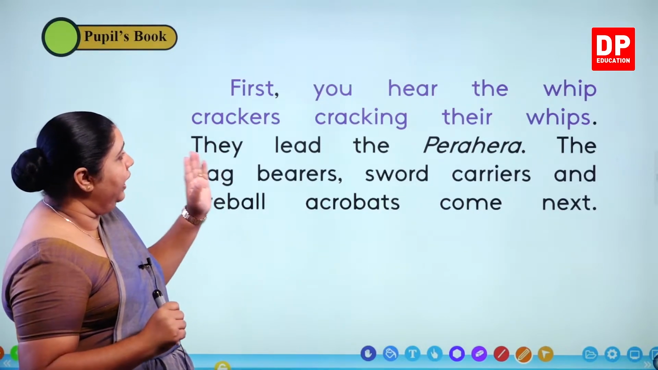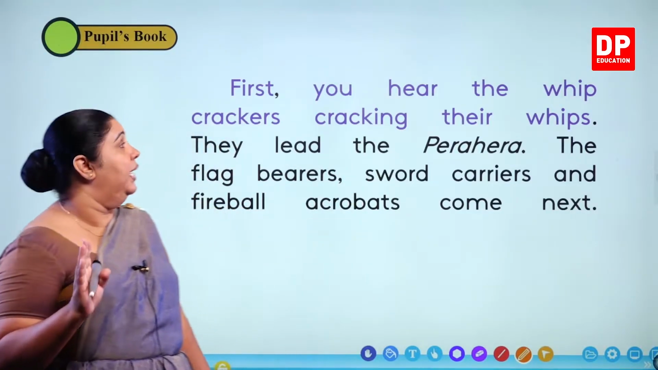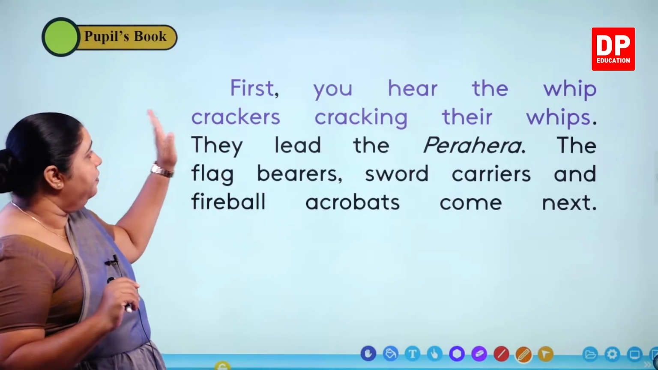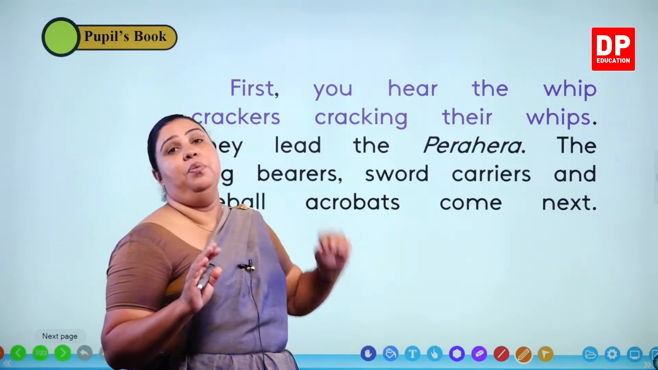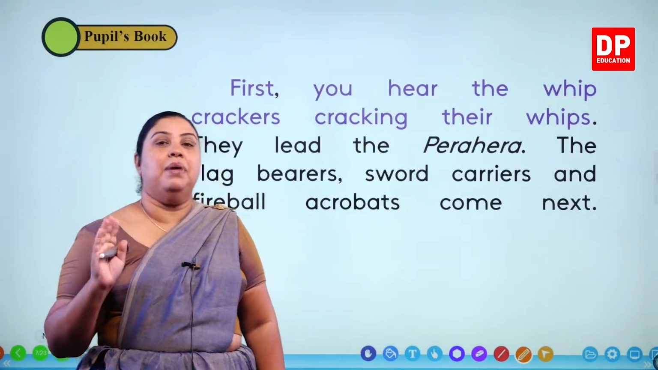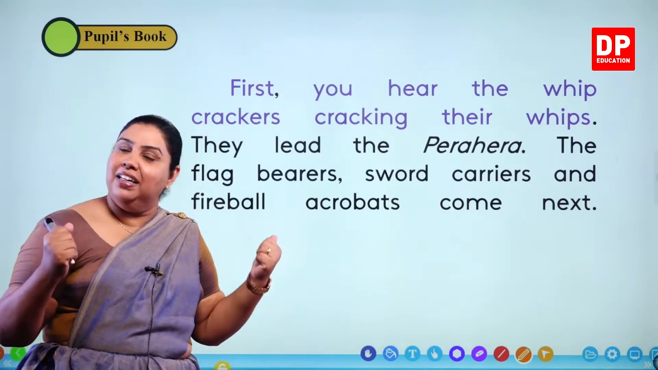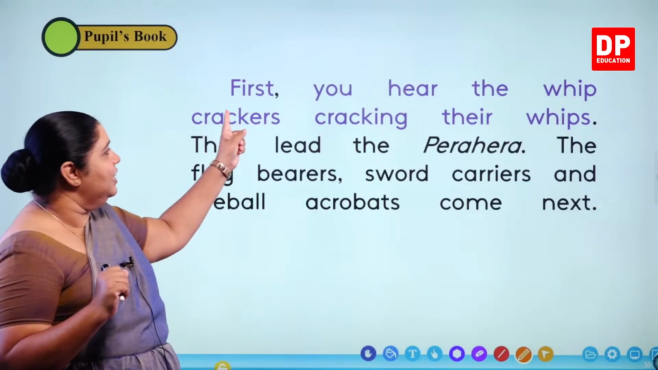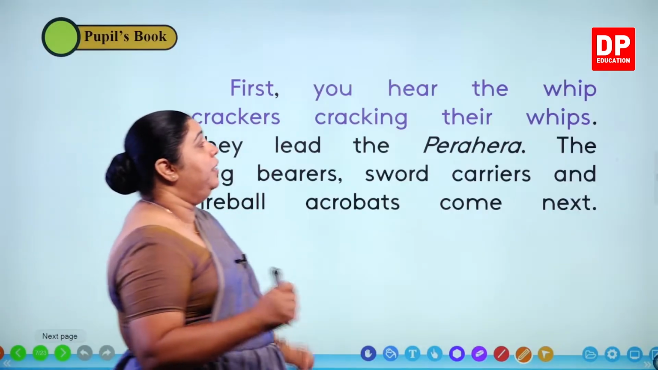First, you hear the whip crackers cracking their whips. Look at the purple colour sentence. First, you hear the whip crackers cracking their whips. Now, I hope most of you have seen a perahera. When a perahera begins, we hear something that tells us it has started. What do we hear? First, you hear the whip crackers.